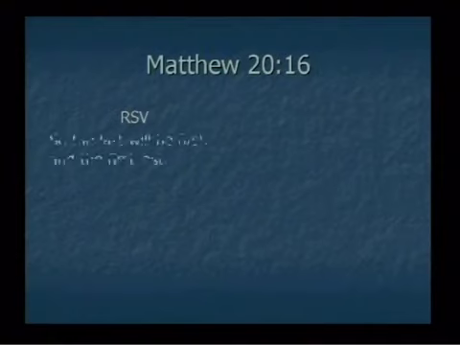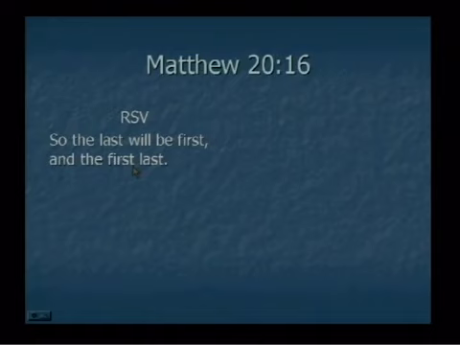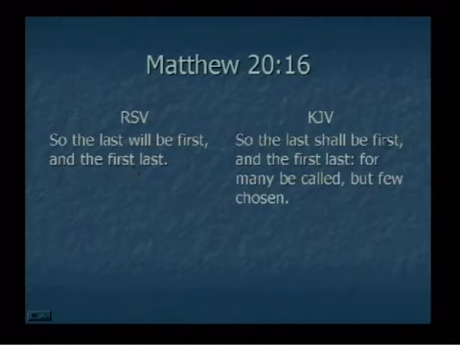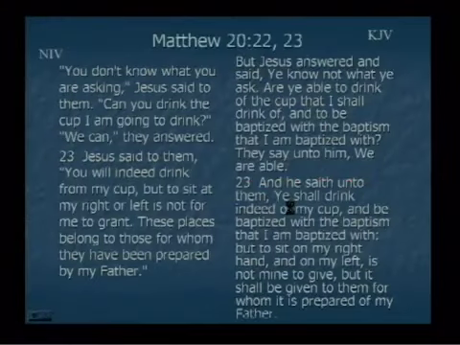Matthew 20:16, the Revised Standard Version. So the last will be first and the first will be last. Nice. And the King James? So the last shall be first and the first shall be last, for many are called, but few are chosen. You see, here it makes a difference. Here it is important to choose right. Here, you just come first or last, who cares? But here, you could be last if you don't make the right choice. Which one do you think is the correct one? So, away with the choice business.